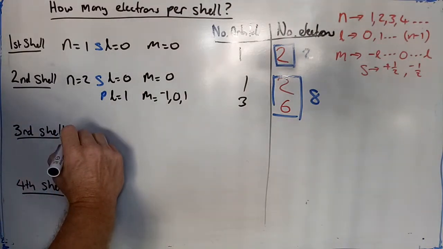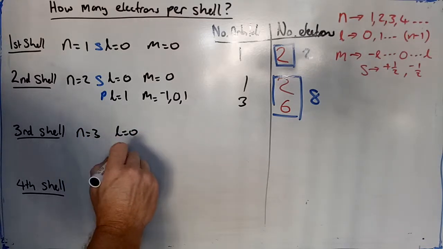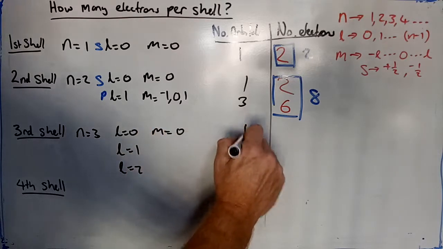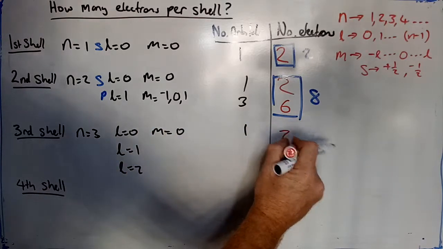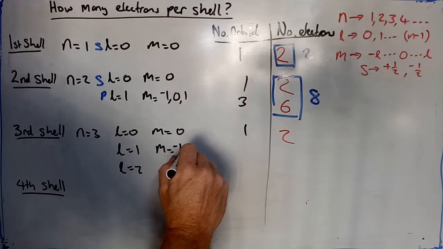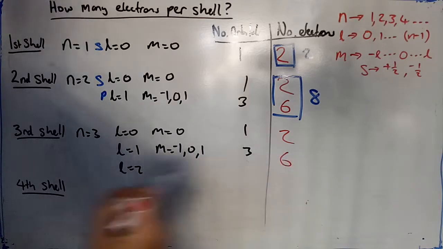For the third shell, n equals 3. L could be 0, 1, or 2. If L equals 0, then M equals 0, one orbital containing a maximum of 2 electrons. If L equals 1, then M could be negative 1, 0, or positive 1. That's 3 orbitals. Each orbital contains 2 electrons for a maximum of 6.